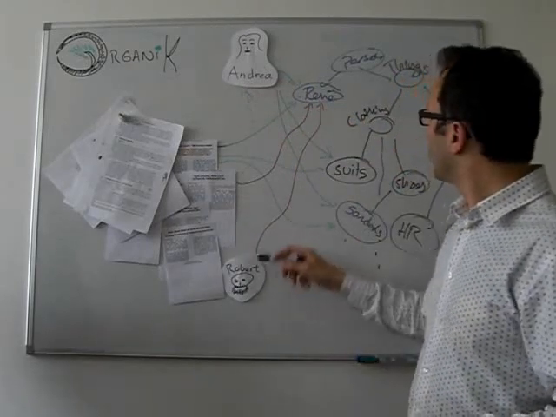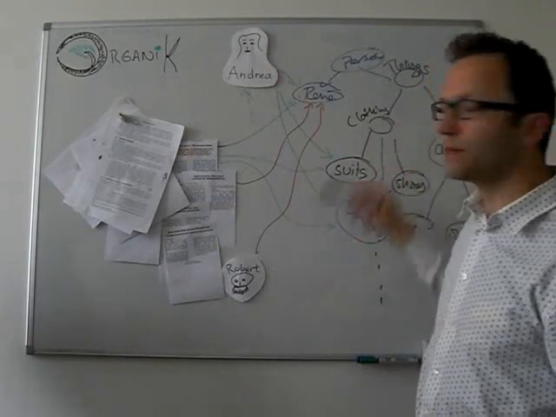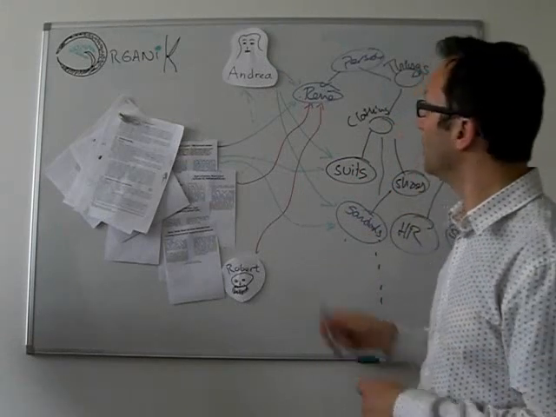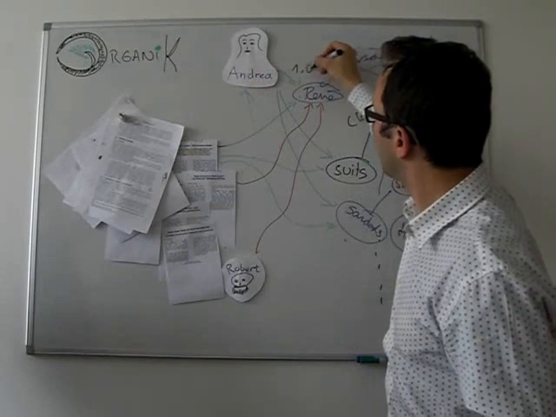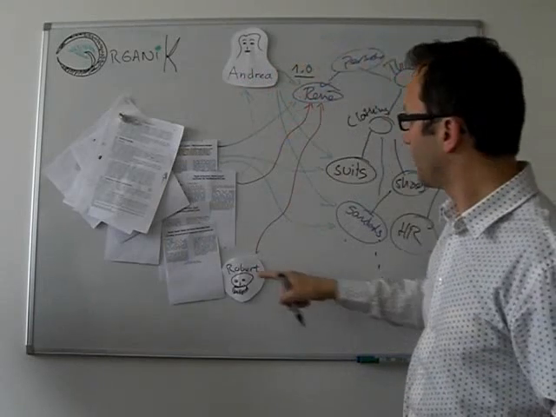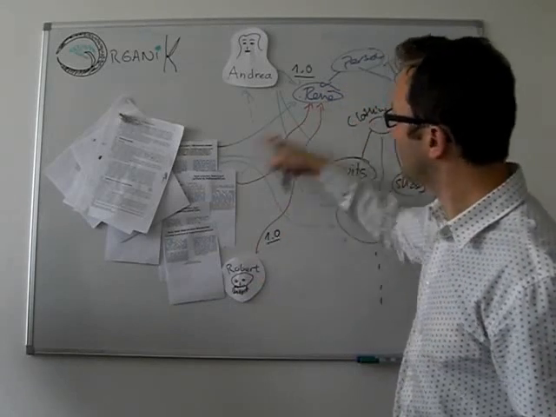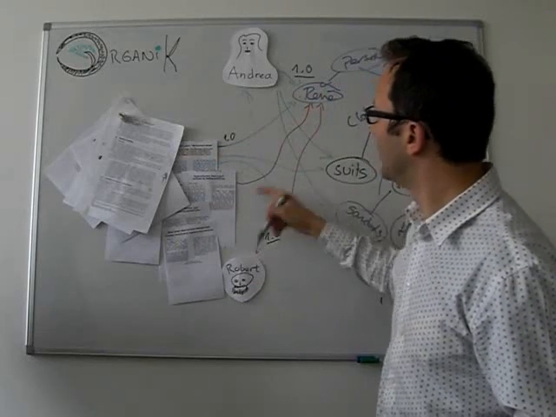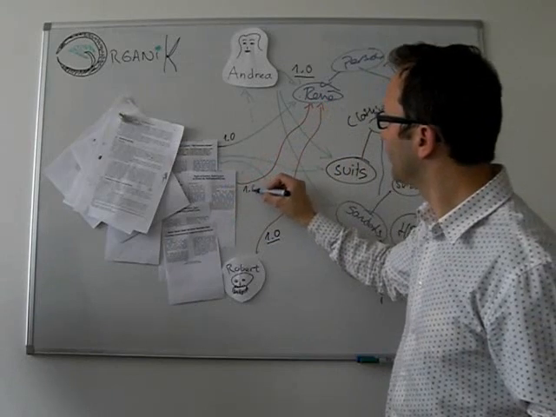Because maybe when Andrea is interested in suits, she may be interested in clothing, but not 100%. So what we can say from what we've seen before is that Andrea is interested in René with a number of 1. She's really interested. Robert is interested in René with a number of 1. This document is related to René with a number of 1. This document is related with René with a number of 1.